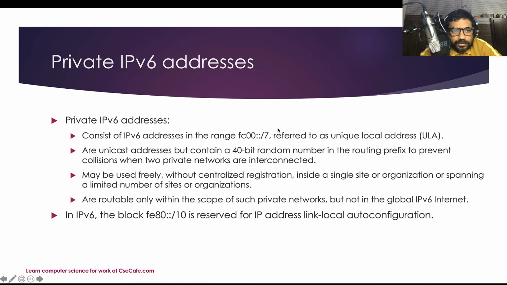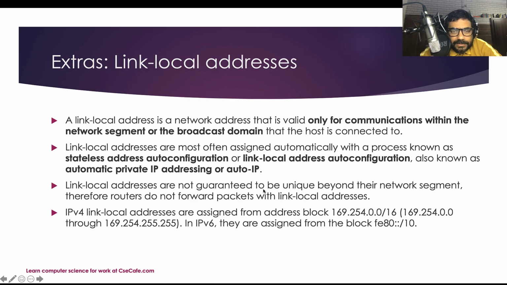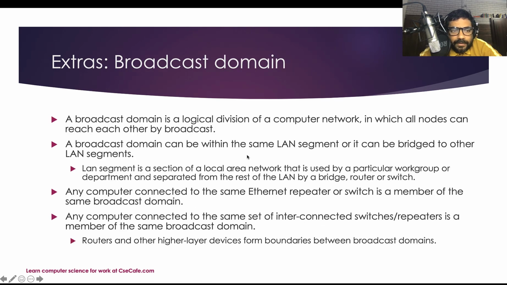IPv6 also has private addresses, and it is this one, FC00, and it also has another reserved set for link local auto configuration. That is not part of today's discussion, just for theory purposes I have put it. I'll put those things as extras. A link local address is a network address that is valid only for communications within the network segment or the broadcast domain. And what is a broadcast domain? A broadcast domain is a logical division of a computer network in which all nodes can reach each other by broadcast.